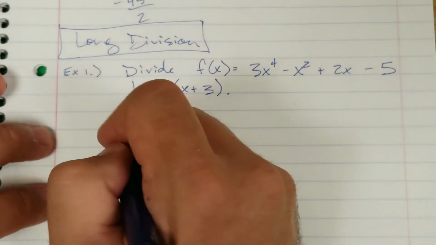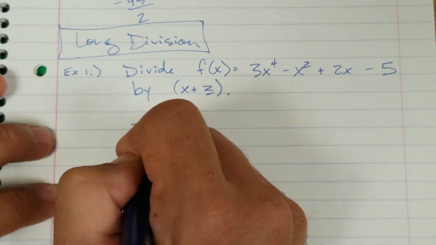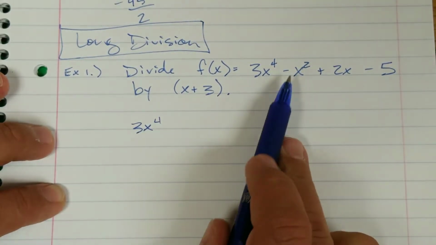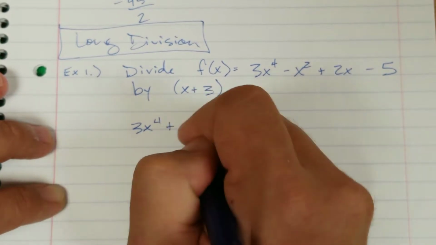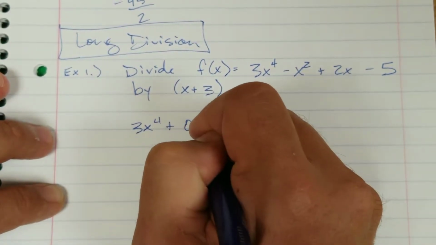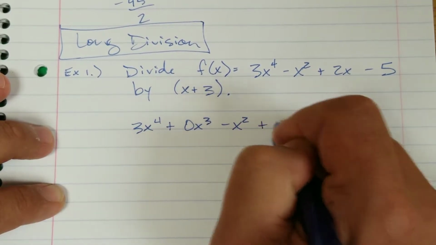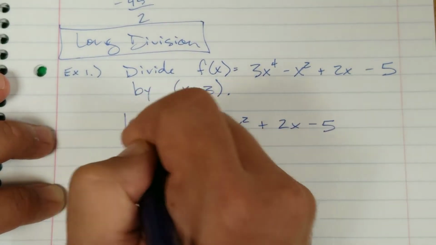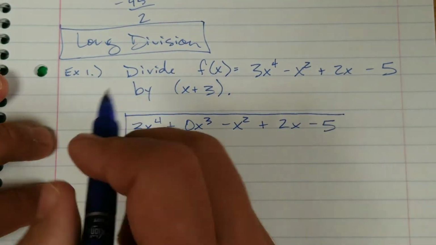So we'll take the f function and put that inside. So 3x to the 4th. I'm going to go ahead, we're missing that cubic term right here, so I'm going to put in a 0x cubed minus x squared plus 2x minus 5. And we're going to divide that by x plus 3.